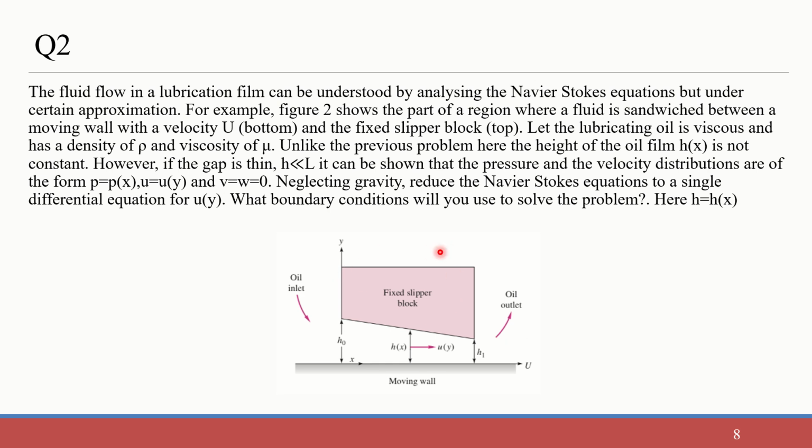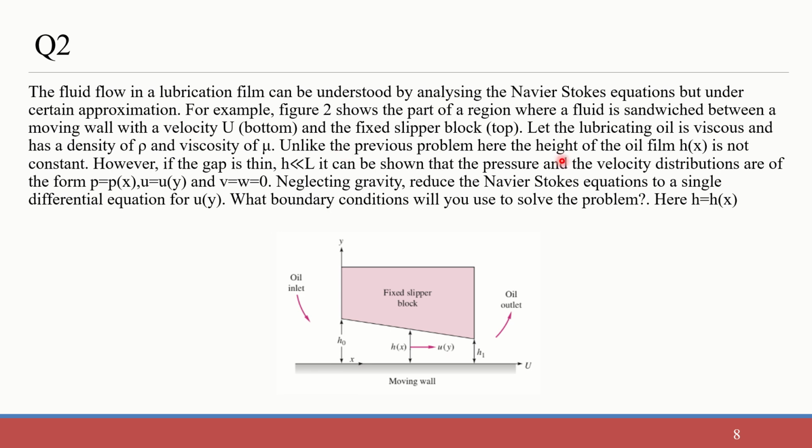Let the lubricating oil be viscous and have a density of rho and viscosity of mu. Unlike the previous problem, here the height of the oil film is not constant. In the previous film, the height of the oil film was constant, whereas it is varying between h0 and h1.